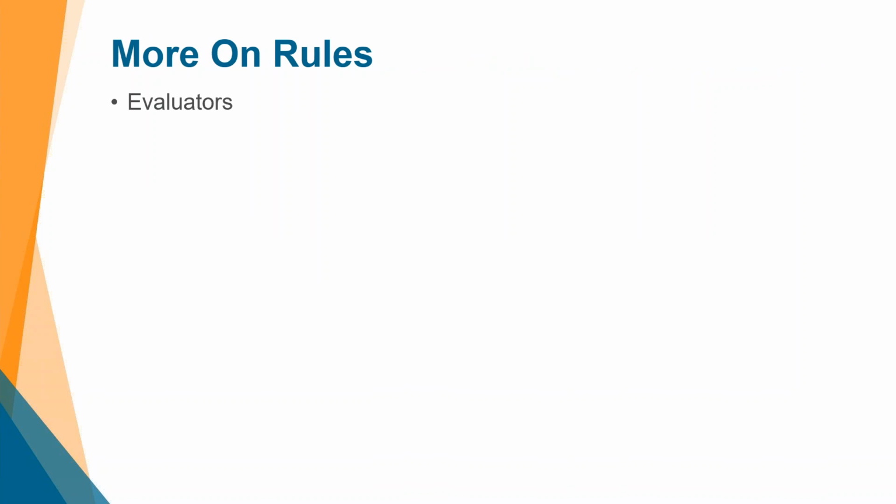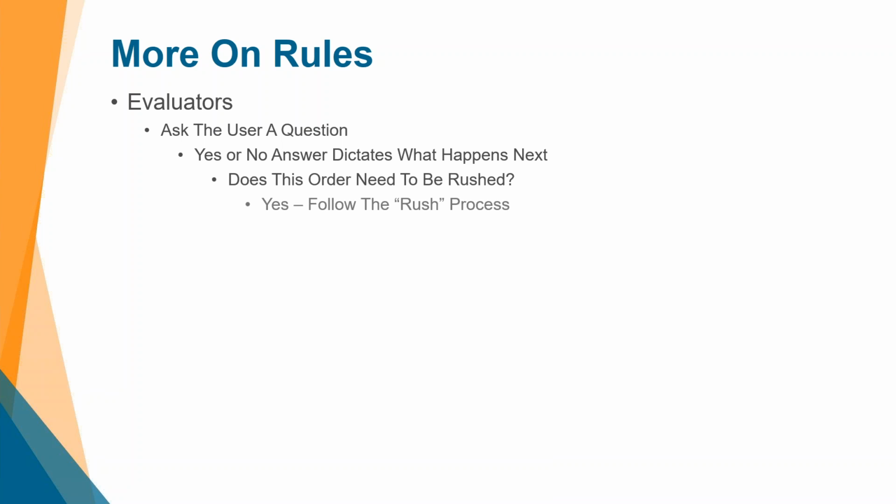Now, a few other things to highlight here. What can I evaluate on for a rule? So I just like to use the term evaluators. Quite simply, just starting from the simplest and getting more complex, you can prompt the user with a question. That is truly a rule saying yes or no, which question is right. Whether they answer yes or no may very well dictate what happens next. So a good example, prompt the user, does this order need to be rushed? If yes, we're going to follow a rush process. If no, let's follow the normal process. It's a really simple evaluator.